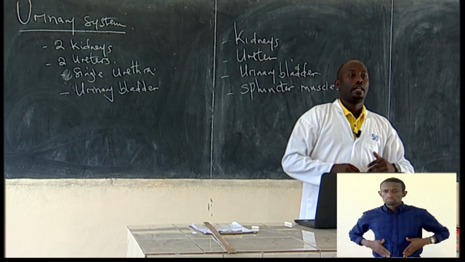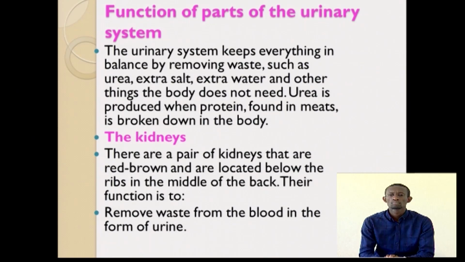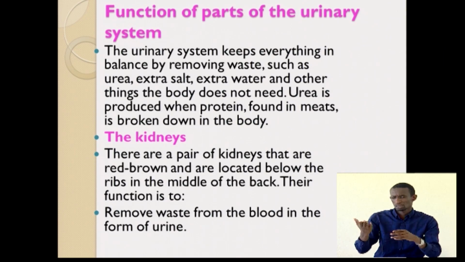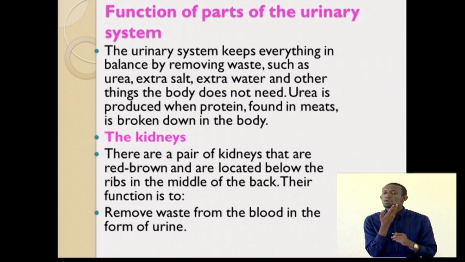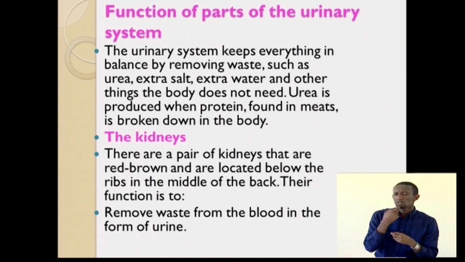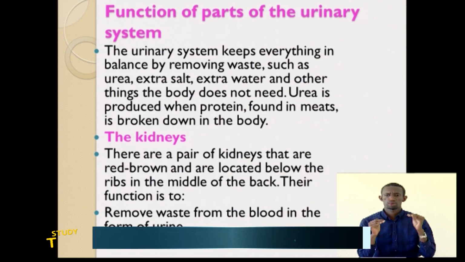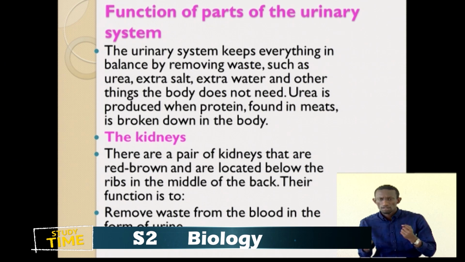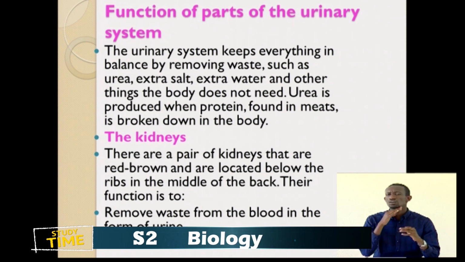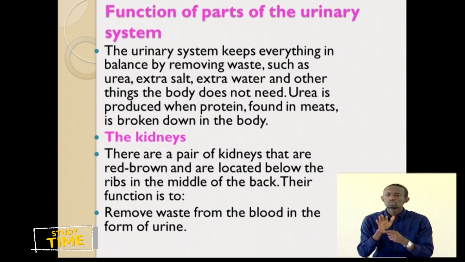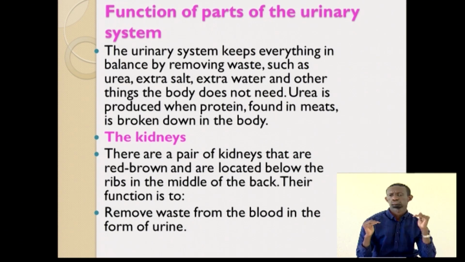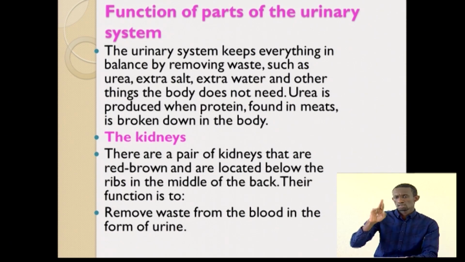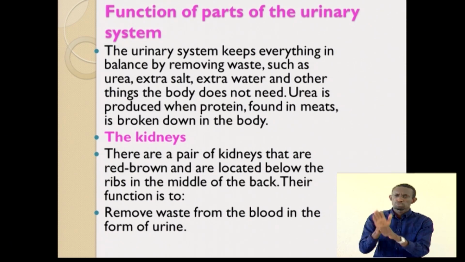I said the urinary system keeps everything balanced by removing waste products. If I say it keeps a balance, it means that if there is excess water, it has to be removed from the body. If there are excess salts, they also have to be removed from the body. So the urinary system keeps everything in balance by removing wastes such as urea, extra salts, extra water, and other things the body does not need.